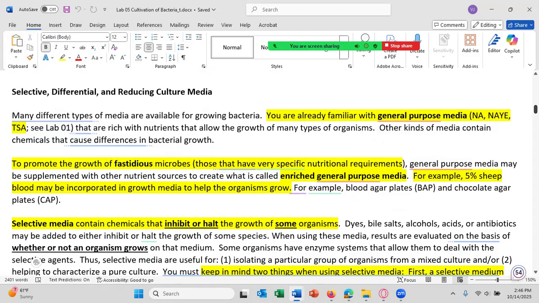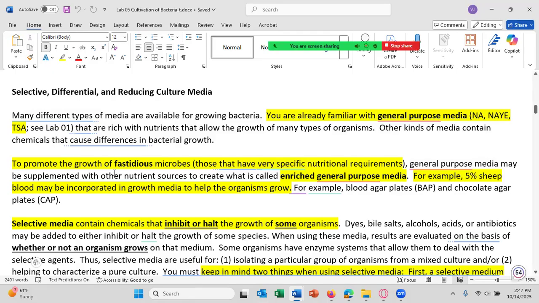We have different types of culture media. You should be already familiar with general purpose media, such as NA, nutrient agar, NAYE, that's nutrient agar with yeast extract, and TSA or tryptic soy agar. We discussed these general purpose media in Lab 1, and they were just a rich media to grow many types of organisms, but they did not grow everything.